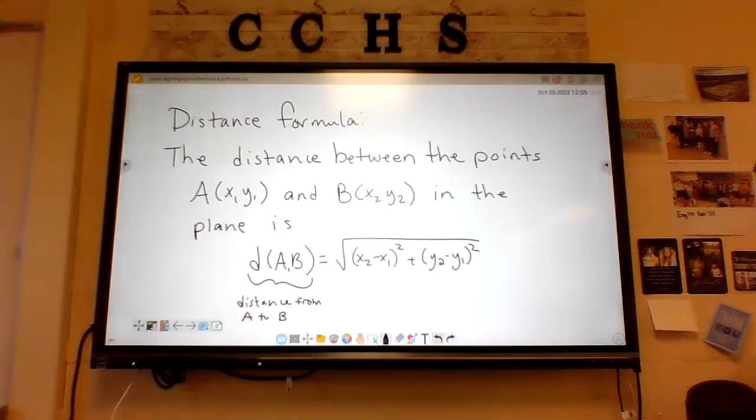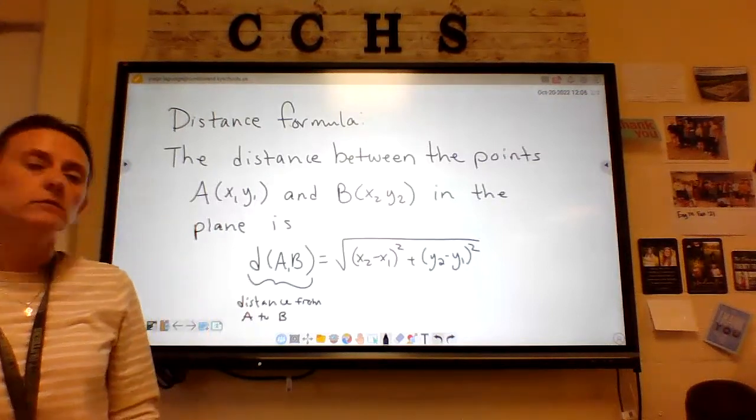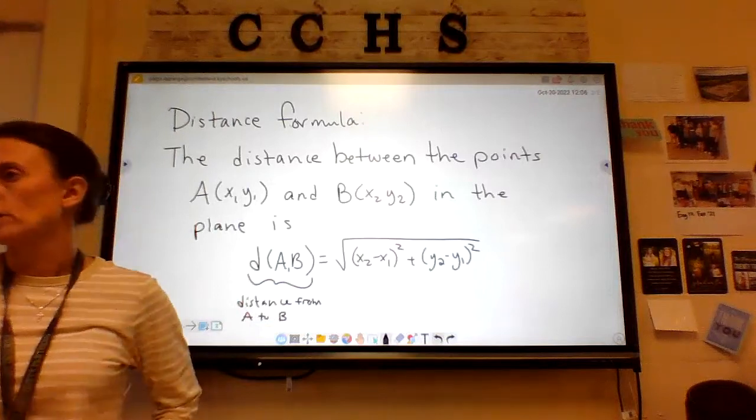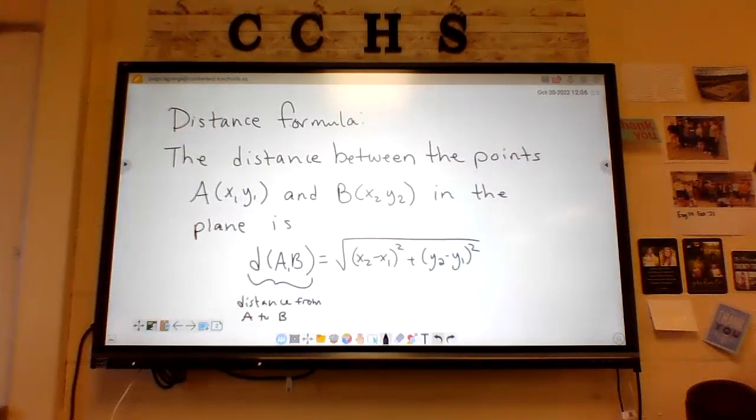And the y's are the same. Likely, it's not always. x2 and x1 are generally not the same, but they could be the same. When would your x values be the same? That's on a vertical line, right? So the x's and y's are talking about the coordinates of the points. Yep, that's where they come from. Good questions. Any others?